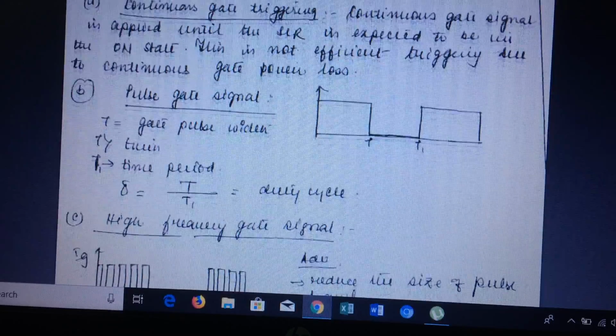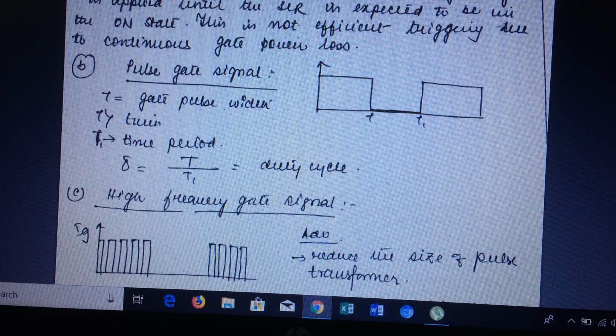Let's move on to the next method. Next method is the gate triggering method. Gate triggering methods are of two types: one is continuous gate, another is pulse gate. Continuous gate means you are giving the gate pulses without any interval. Continuous gate signal is applied until the SCR is expected to be in the on state. So until the SCR is turned on, we are giving continuous gate pulses to make it turn on. This process is not efficient. Why? Because we are applying continuous gate signal, this also creates a power loss in the circuit.